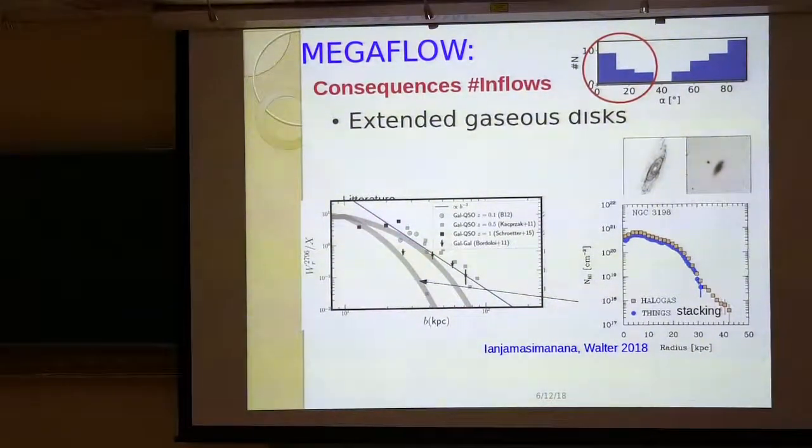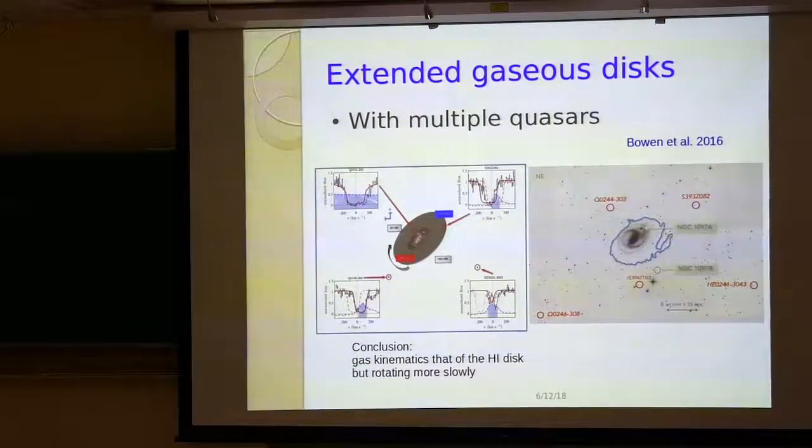So I think it's becoming quite interesting to compare constraints on the extended gaseous disks with 21 centimeter and with quasars, because there's now an overlapping regime where you can study the gas at those large distances between 20 and 50 kiloparsec. I can show you briefly, also, this is nice. We can do this with one background quasar, but of course it would be better if you have multiple background quasars that probe a single galaxy.